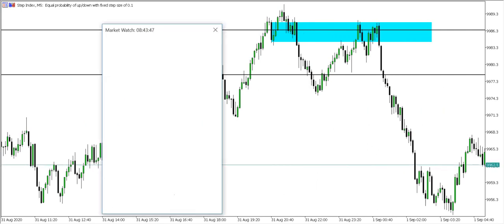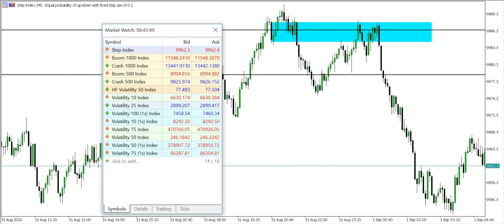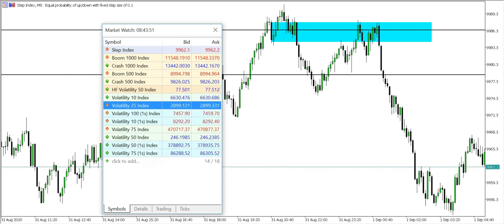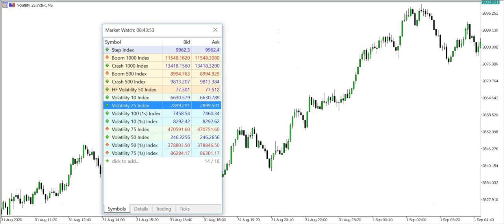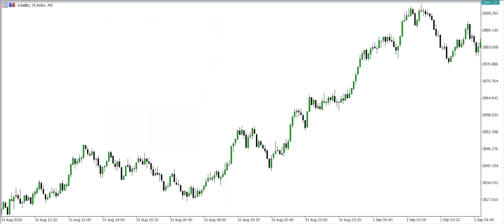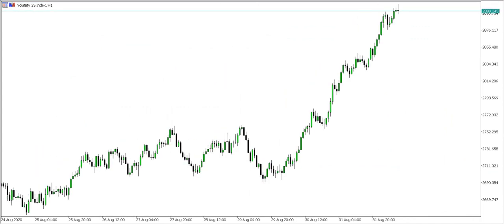Let's look at a last example, maybe VIX 25 for example. Then I'm going to push my 1 hour chart.